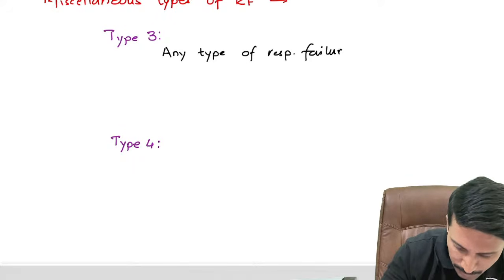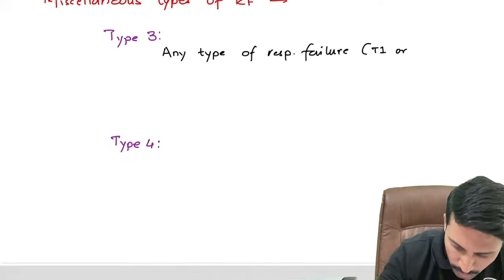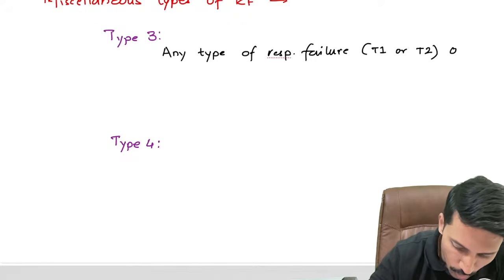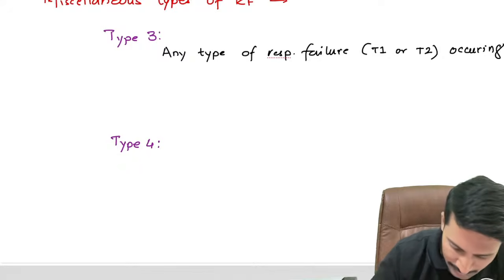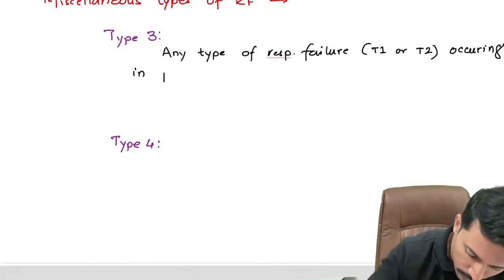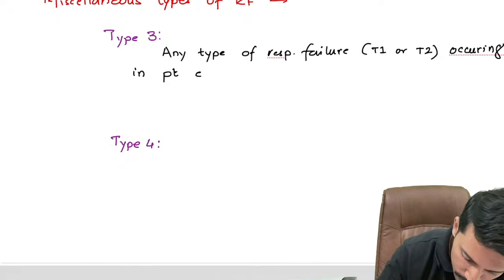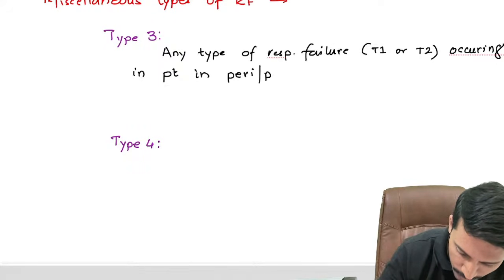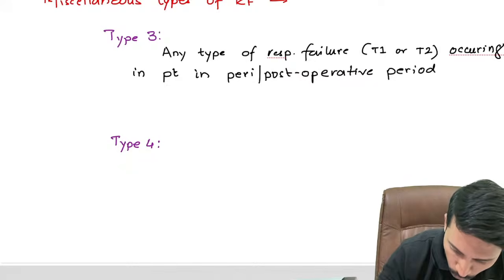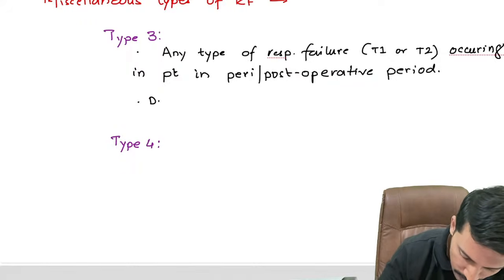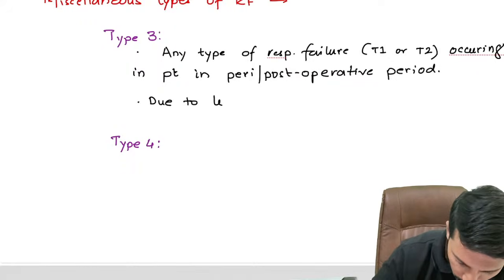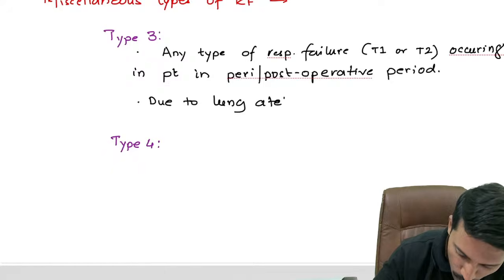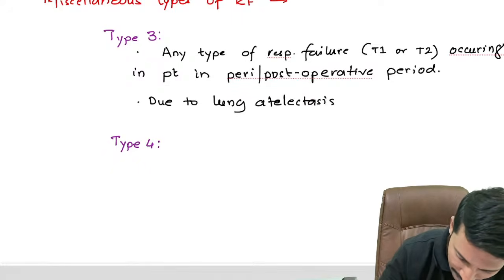Type 3 respiratory failure refers to any type of respiratory failure, I mean it can be type 1 or type 2, occurring in patients in the peri or post-operative period. And why does that happen? It is due to lung atelectasis. The examiner is looking for this word, lung atelectasis.